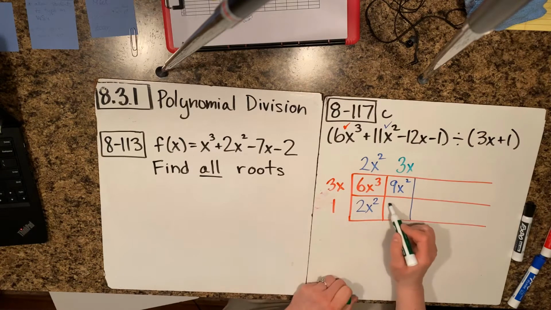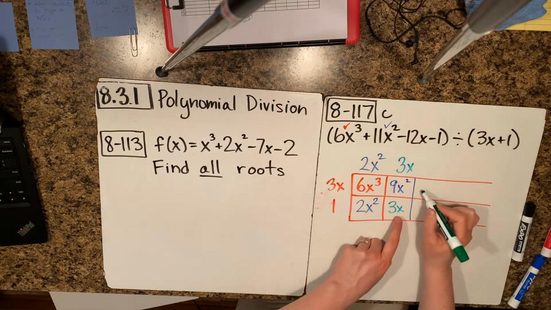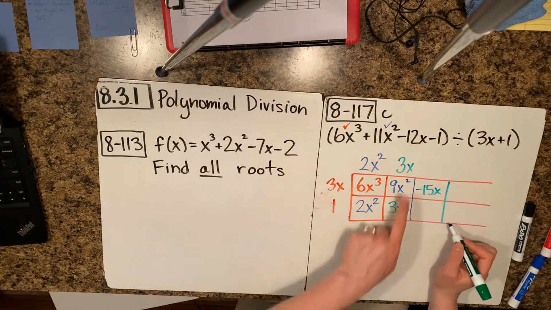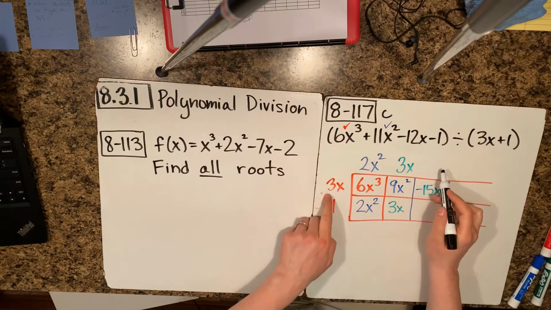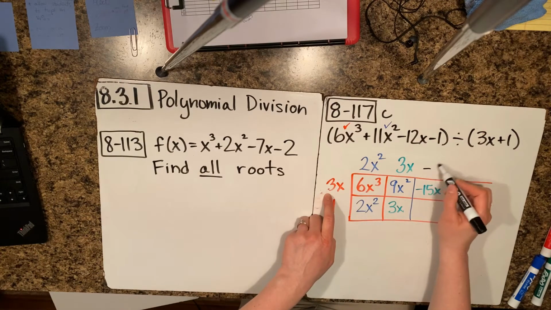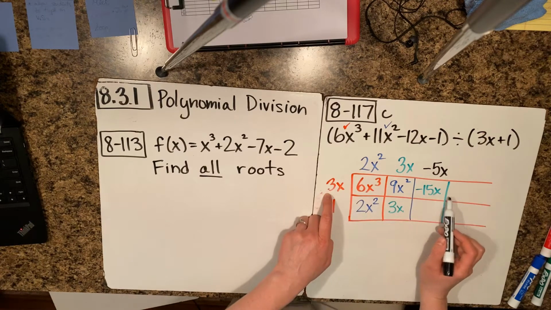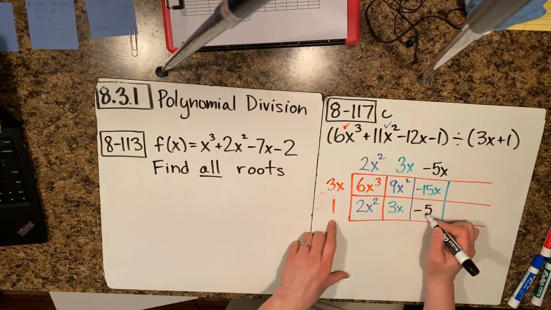3x times 1 gives me 3x, but I'm supposed to have negative 12x's. So 3x minus 15x gives me negative 12x. Okay. And then one more time, I'm going to think backwards. What times 3x gives me this? It's negative 5x. Times 3x gives me negative 15x, and negative 5x times 1 is negative 5x.